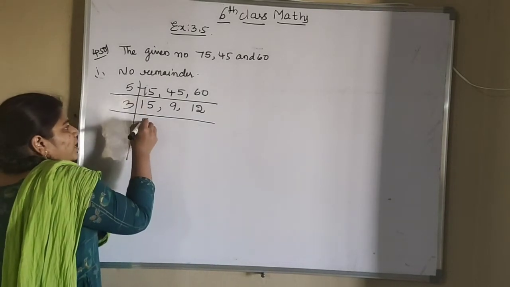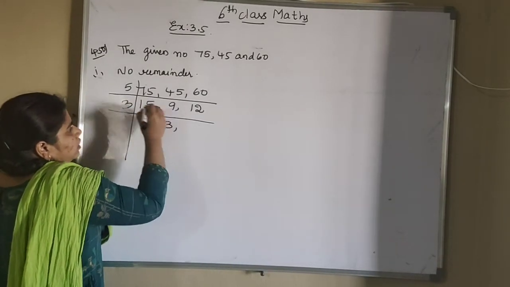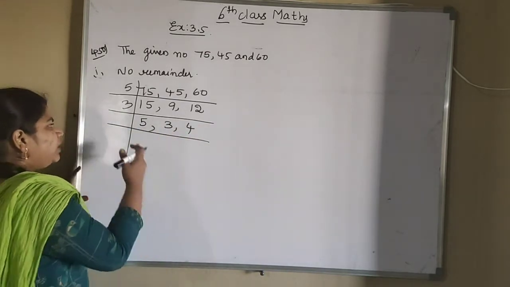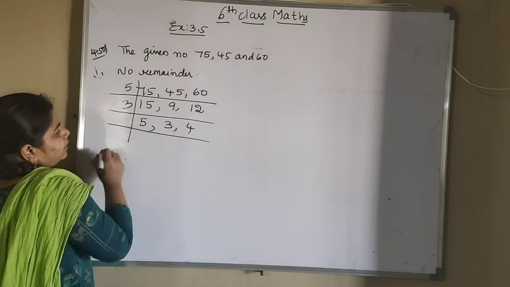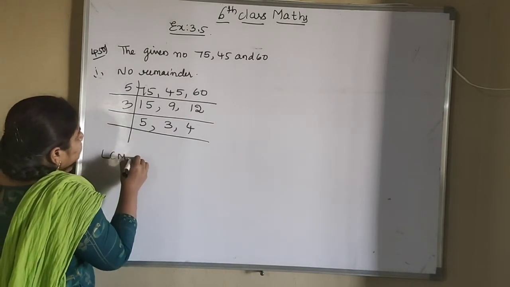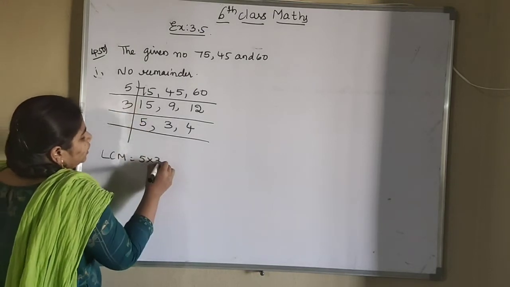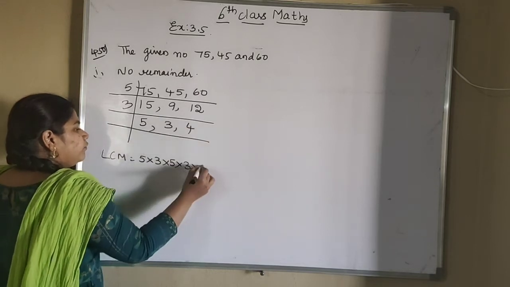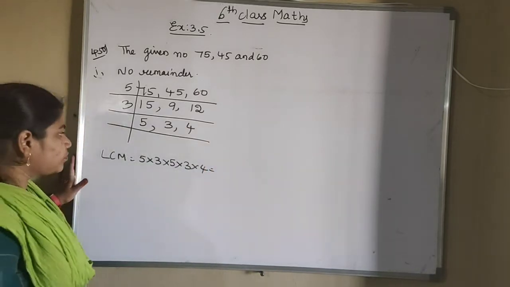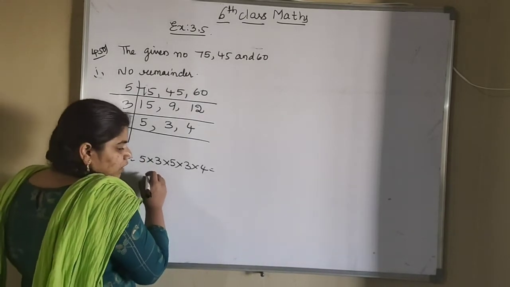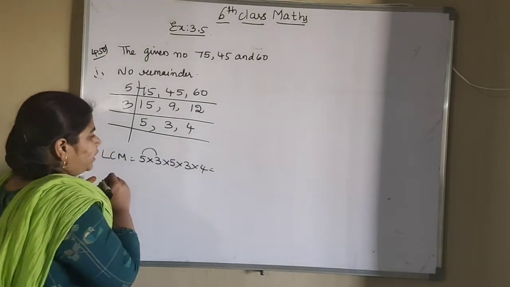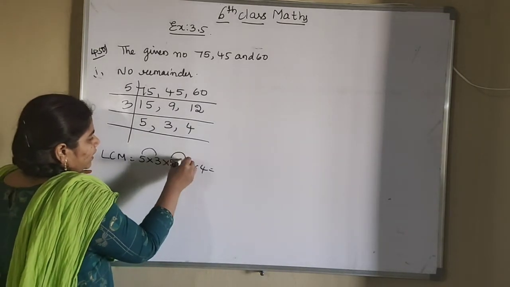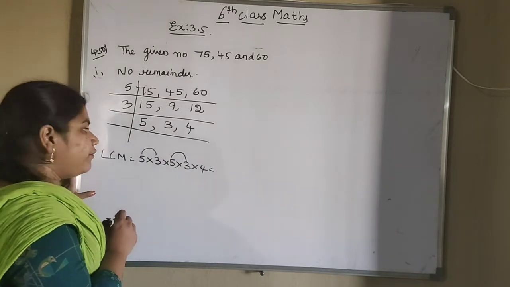So 3 5s are 15, 3 3s are 9, 3 4s are 12. Now we don't have any common divisor here, so individually you can multiply. I am multiplying directly. So what is the LCM here? LCM is equals to 5 into 3 into 5 into 3 into 4. So multiply this. How much you will get? That will be 5 3s are 15. Next here 5 3s are 15. 15 into 15 will be 225.